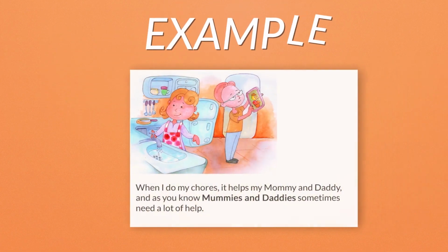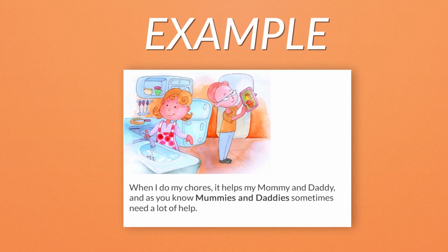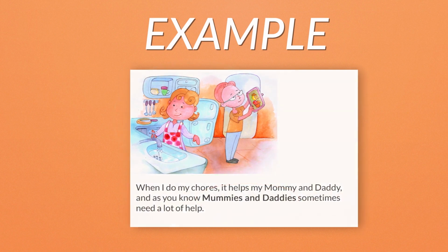Now, take a look at this example. Can you identify 2 text features present in the book? That is correct. There is a bold print and graphics amongst others.